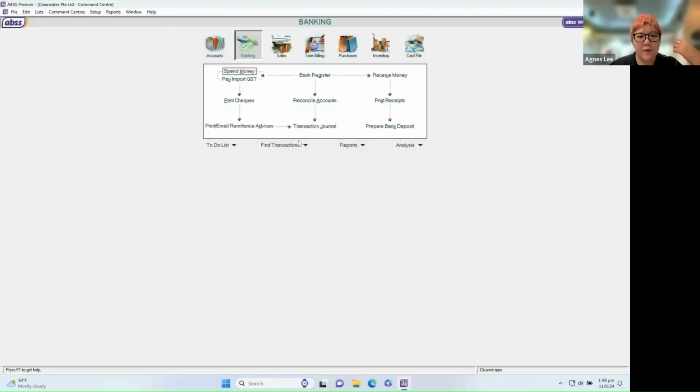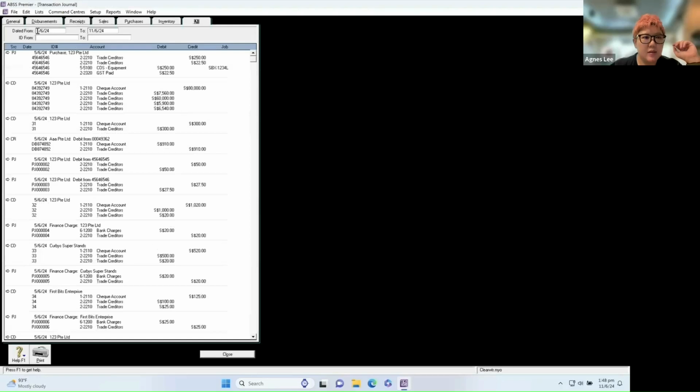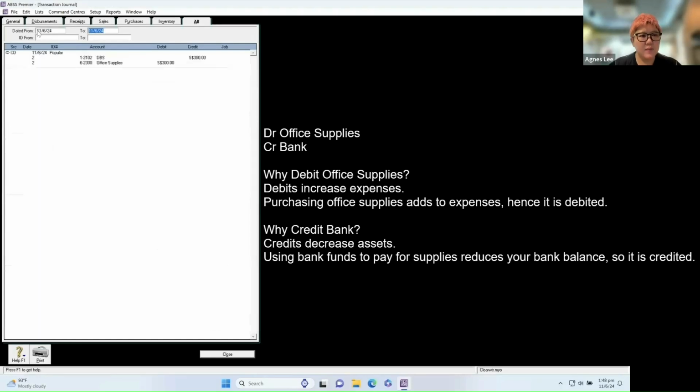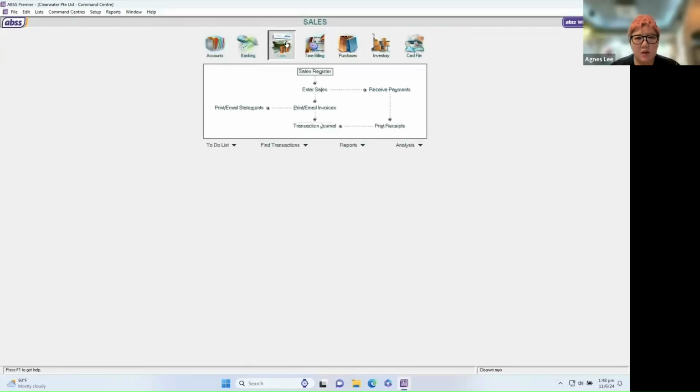Because I pay from the bank, you can look at the double entry. Let's take a look. I will credit bank $300 and debit my expenses, office supplies. Is that very simple? Let's go for the second one, the trade debtors.